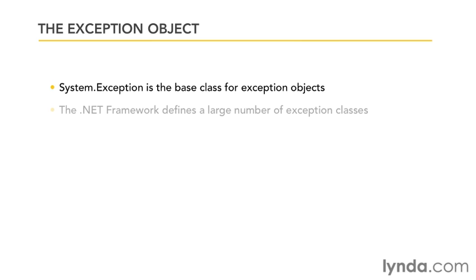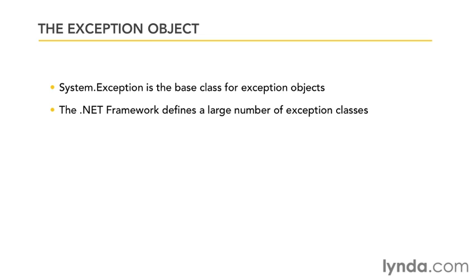Exceptions are in fact objects, and in fact the exception object is defined and derived from System.Exception. That is the base class for all the exception objects in .NET. And the .NET framework actually defines a pretty large number of exception classes.